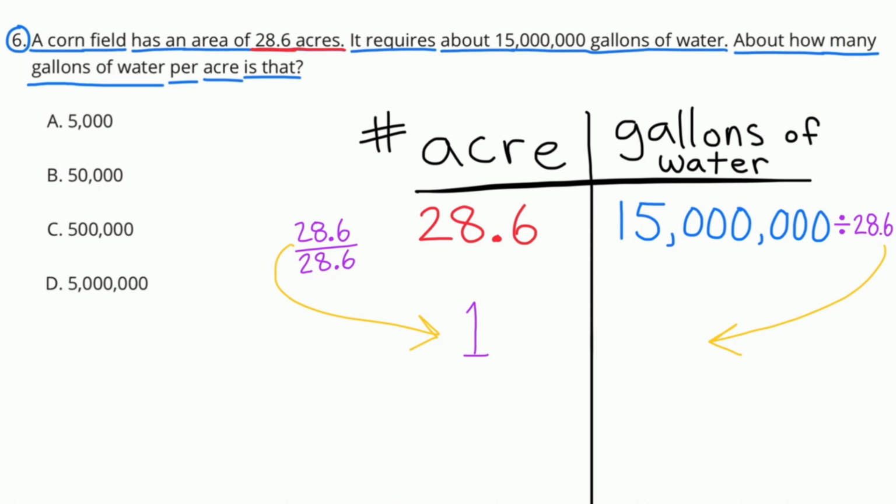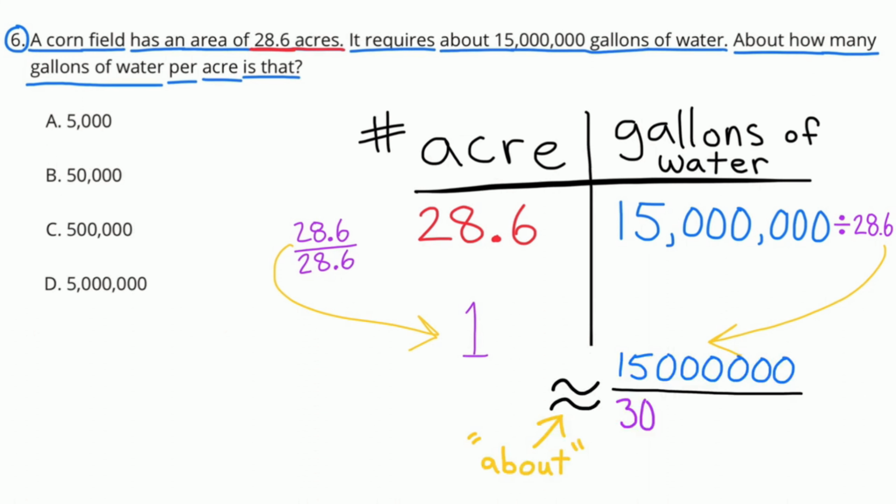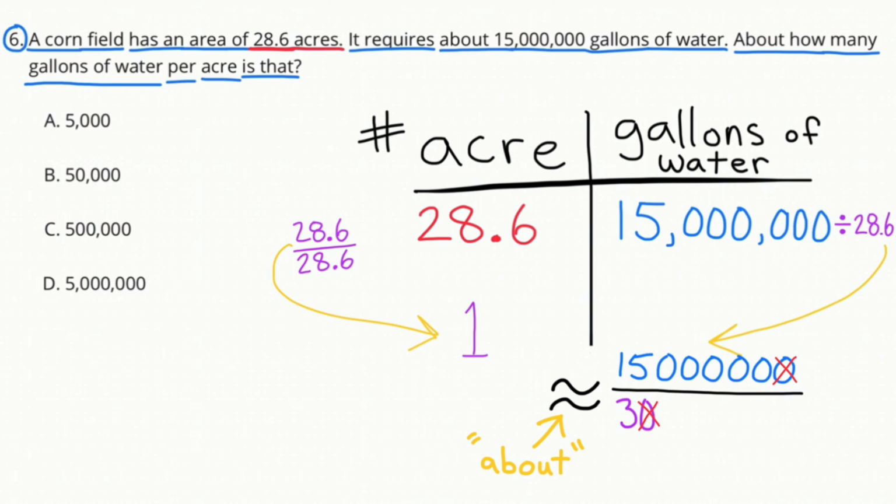But they did say about how many gallons of water is that. So I don't need to divide it by exactly 28.6. I've decided to divide it by 30. 15 million gallons of water divided by 30. That's the same as 1,500,000 gallons of water divided by 3. Because I'm going to knock off one of the zeros on the top, which is the same thing as making 15 million 10 times smaller, and I'm going to knock off that zero on the bottom, which is the same as making 30 10 times smaller.